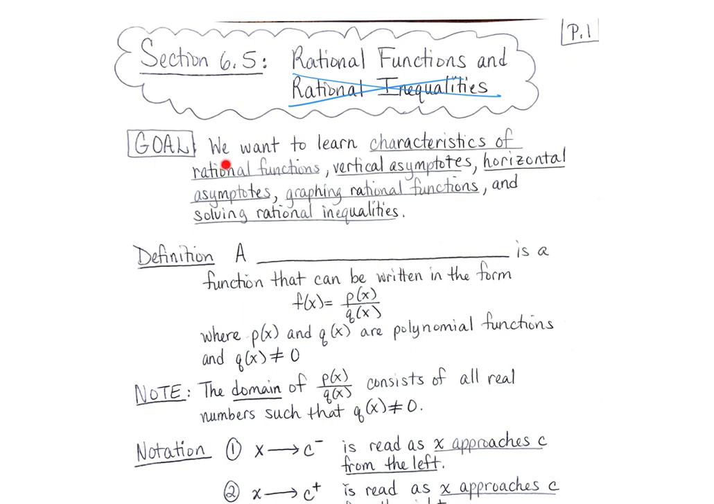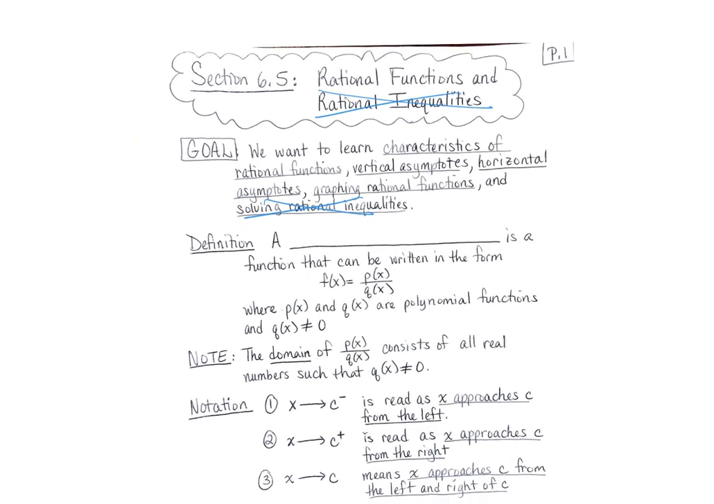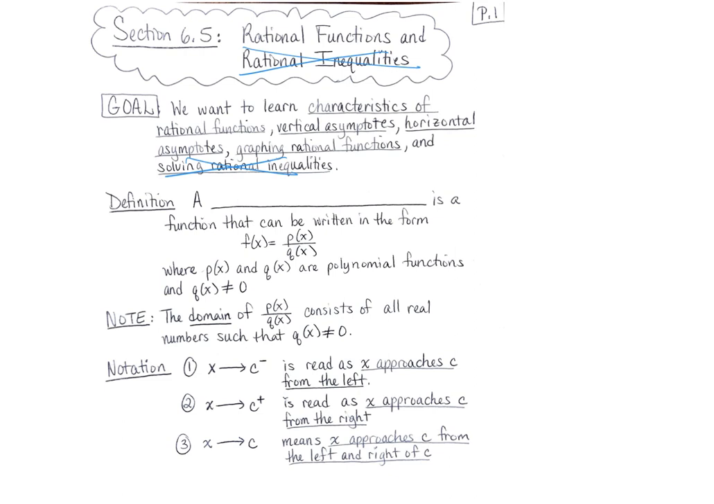So in this section, we want to learn characteristics of rational functions, vertical asymptotes, horizontal asymptotes, and graphing rational functions, and we're not going to do solving rational inequalities. Many of you who are in the co-requisite have already seen information about asymptotes, so this section is introducing that as well.